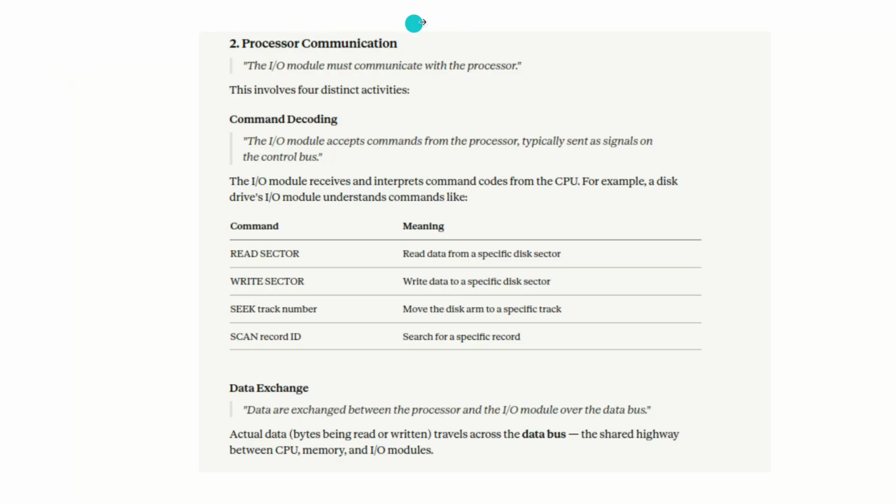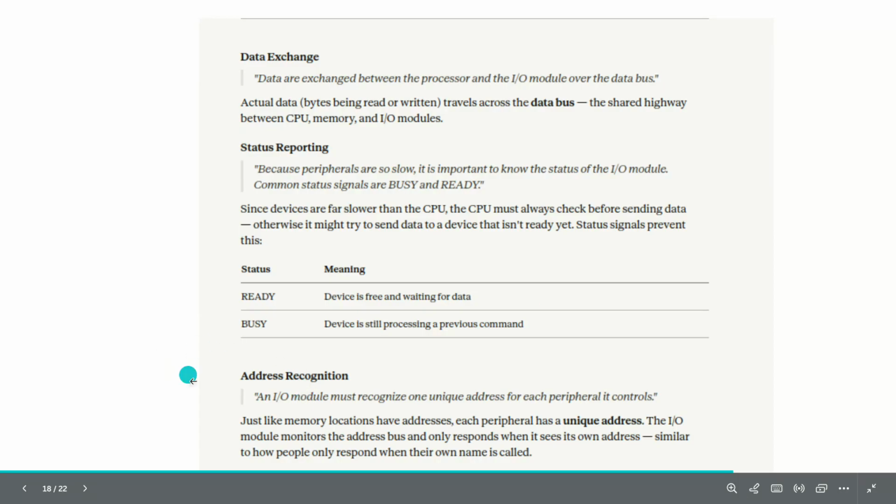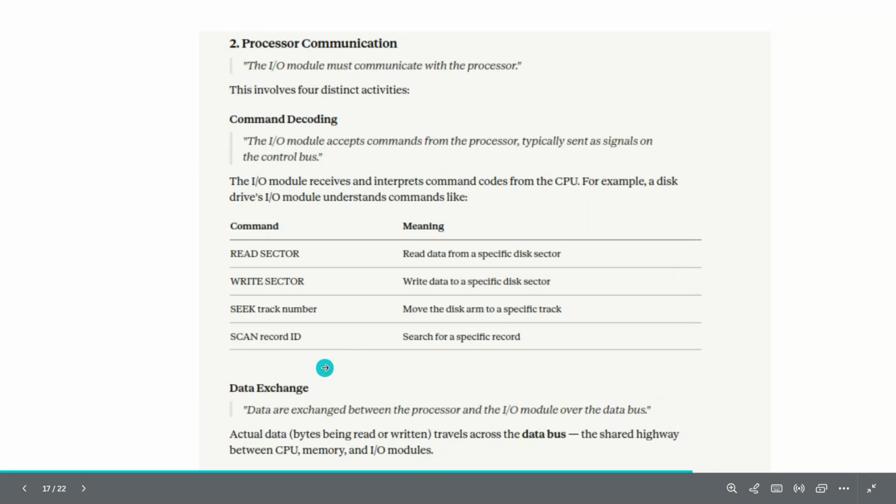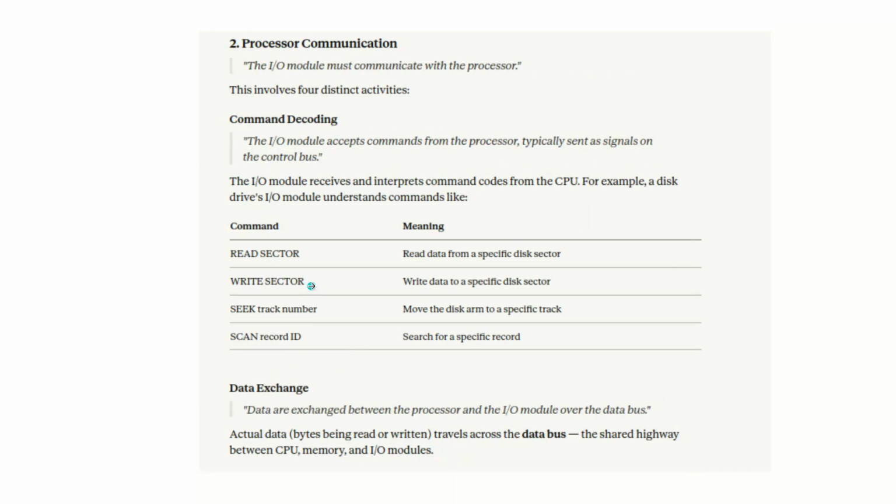Now the second function of the IO module is processor communication. The IO module must communicate with the processor. We know command decoding, data exchange, status reporting, and address recognition are the things happening between the IO module and the processor. So processor communication can only happen through what? It can only happen through this IO module.